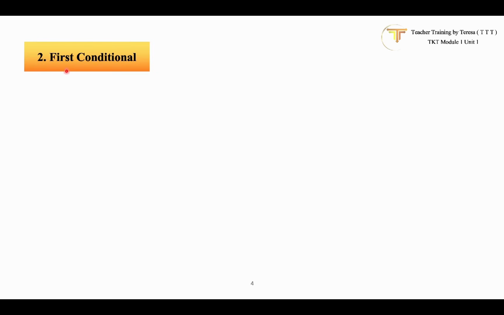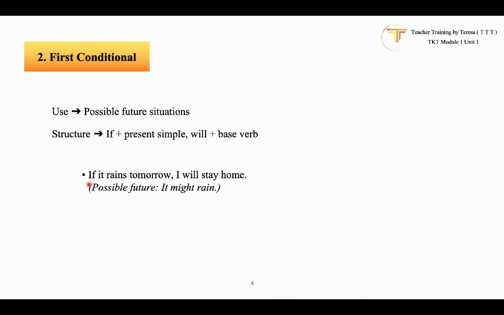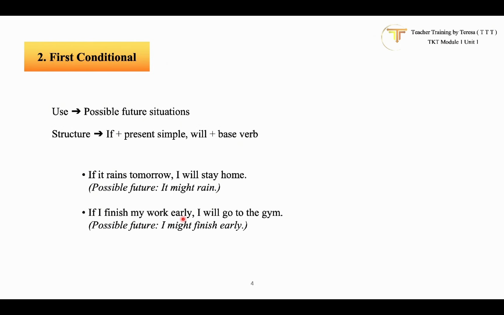2. First conditional. Use. Possible future situations. Structure. If plus present simple, will plus base verb. Examples. If it rains tomorrow, I will stay home. Possible future, it might rain. If I finish my work early, I will go to the gym. Possible future, I might finish early.